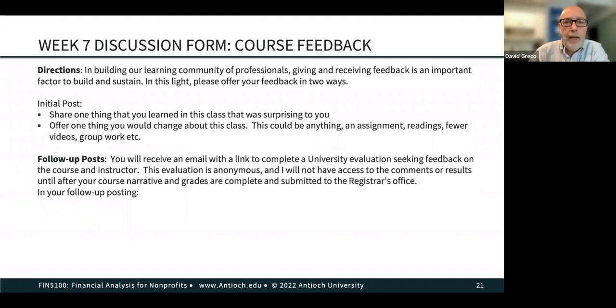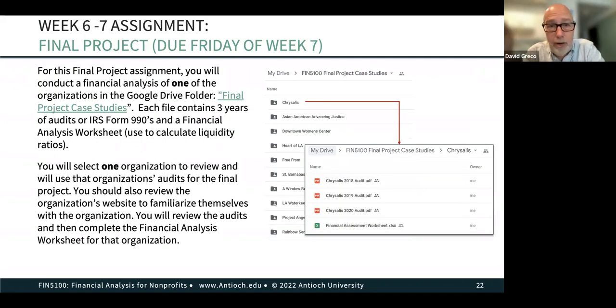All right. And of course, we still are working on our final project. So again, go in, look at one of the nonprofits. There's 3 years of financial data in there in terms of audits. There's a financial analysis worksheet. Take that audit, enter the information into the worksheet. That'll do all the calculations for you. And then your job is to interpret that data, right?